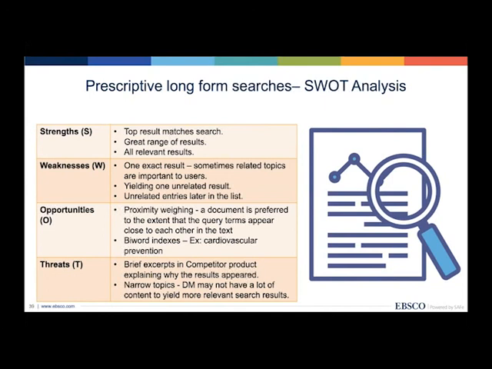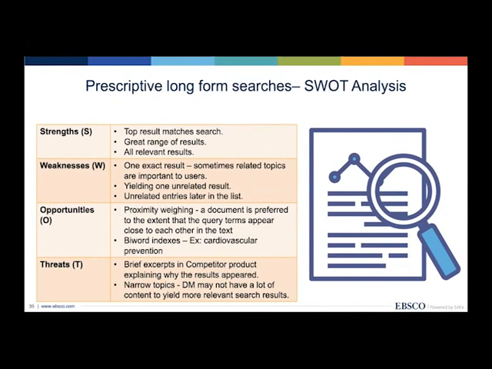Opportunities to improve include proximity weighting. A document is preferred to the extent that the query terms appear close to each other in the text. An example would be cardiovascular prevention. If you search cardiovascular prevention, instead of pulling documents with cardiovascular separately from prevention, you're only pulling documents that have cardiovascular next to prevention. And so the proximity of the terms gets a greater emphasis in how those topics are returned.